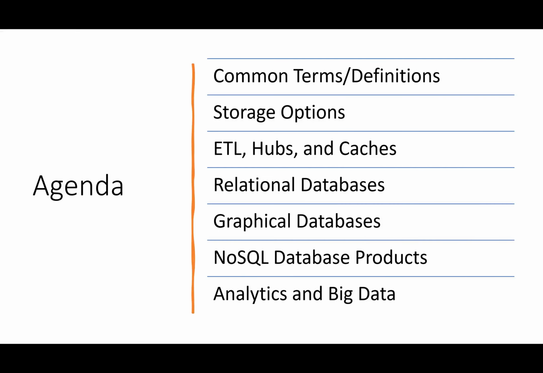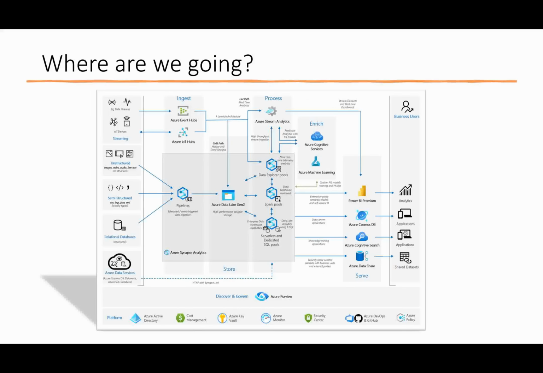In the first part of the series, we covered some common terms and definitions and the storage options. In this part, we'll cover ETL, hubs and caches, and the SQL Server options. In later parts, we'll be covering the graphical databases, NoSQL databases, analytics, big data, and a few other options. So let's get started. We started with this particular slide last time.